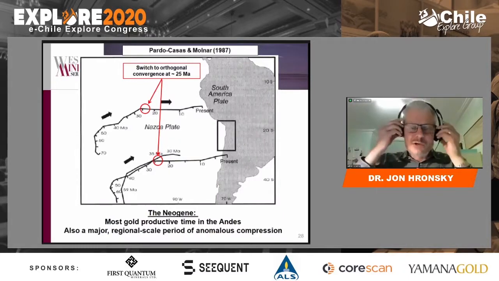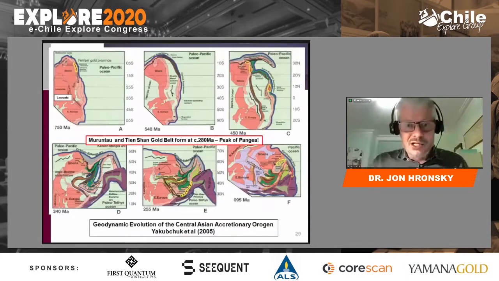This is just summarizing the relationship between the assembly of Pangaea and the Tian Shan gold belt and the other giant gold deposits that occur there, from Sasha Yakovich's work. What it demonstrates is that we start to bring Pangaea together, and at the peak period at about 280 Ma, when we've crunched it all together, we generated a lot of strike slip, and that's exactly when we see our peak of orogenic gold ore formation.